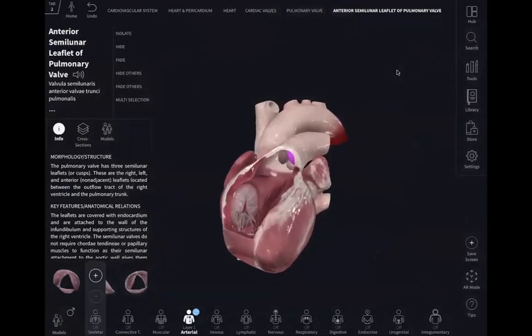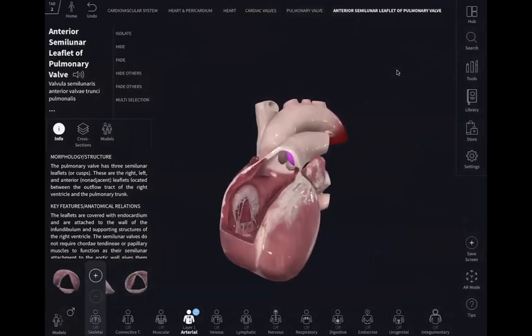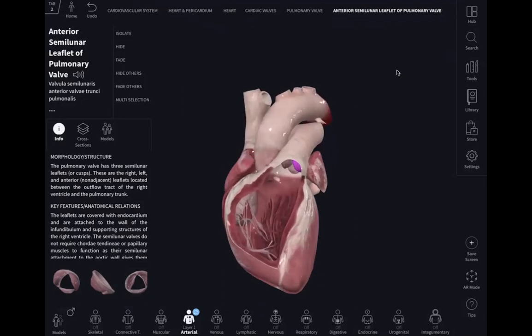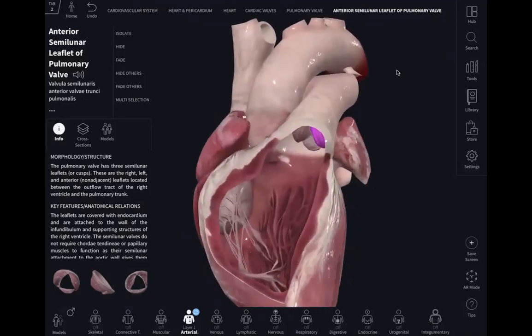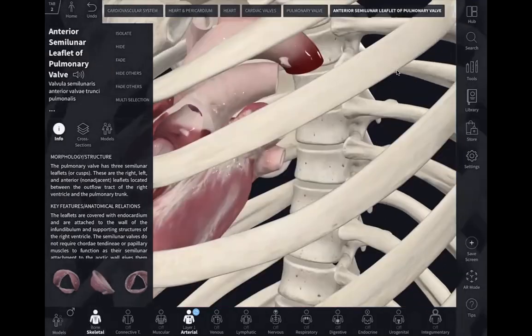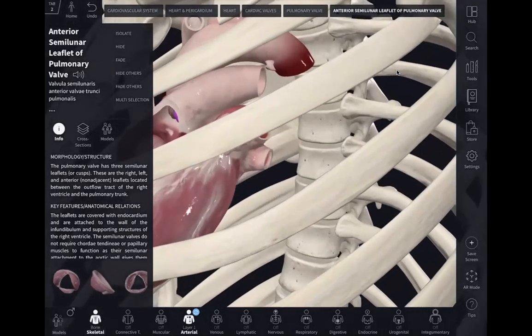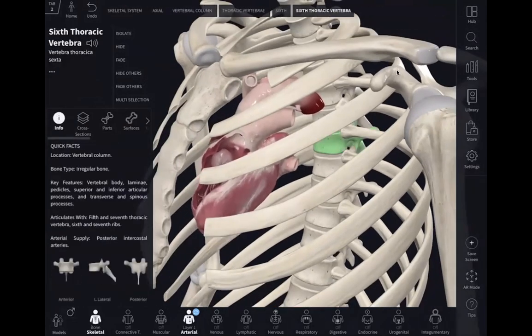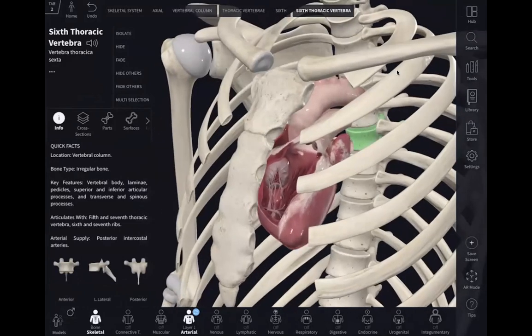You have to know a very simple way, and have a very clear idea about that as well. So there is another question: what is the vertebral level of the pulmonary valve? Let's try to see. I'm assuming this is this one. You can see this is at the level of the sixth thoracic vertebra, so this is T6.